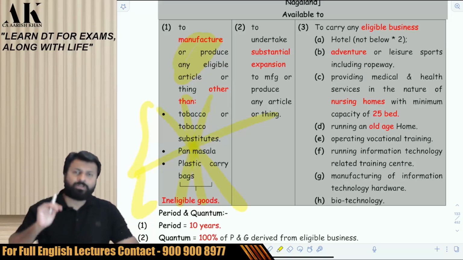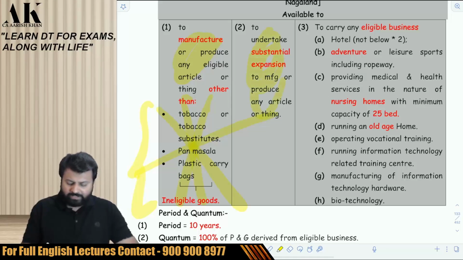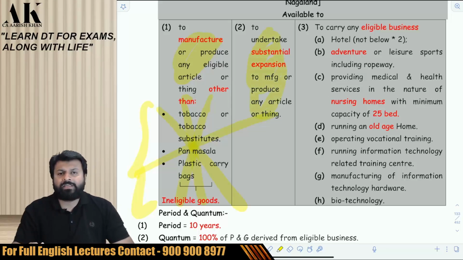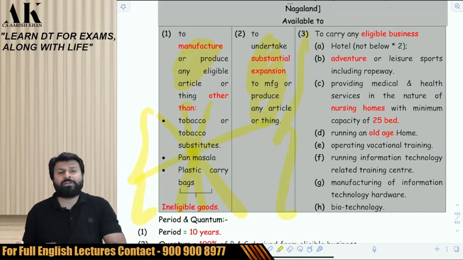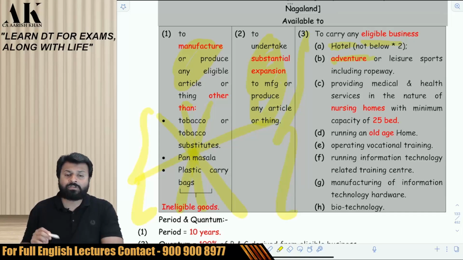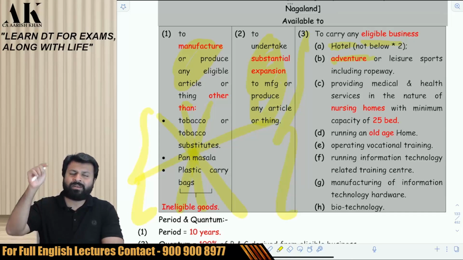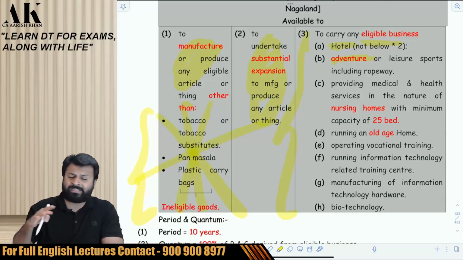Apart from these three products, you can manufacture any other thing, or you can do substantial expansion over there if you are already manufacturing in these states. If you are already a manufacturer in these states, you can go for a substantial expansion, or you are engaged in any of the businesses mentioned over here. Like you can open a hotel not below 2-star. You can open an adventure leisure sports like ropeway, cable car, paragliding, etc. You can open all these things over there to attract tourism.